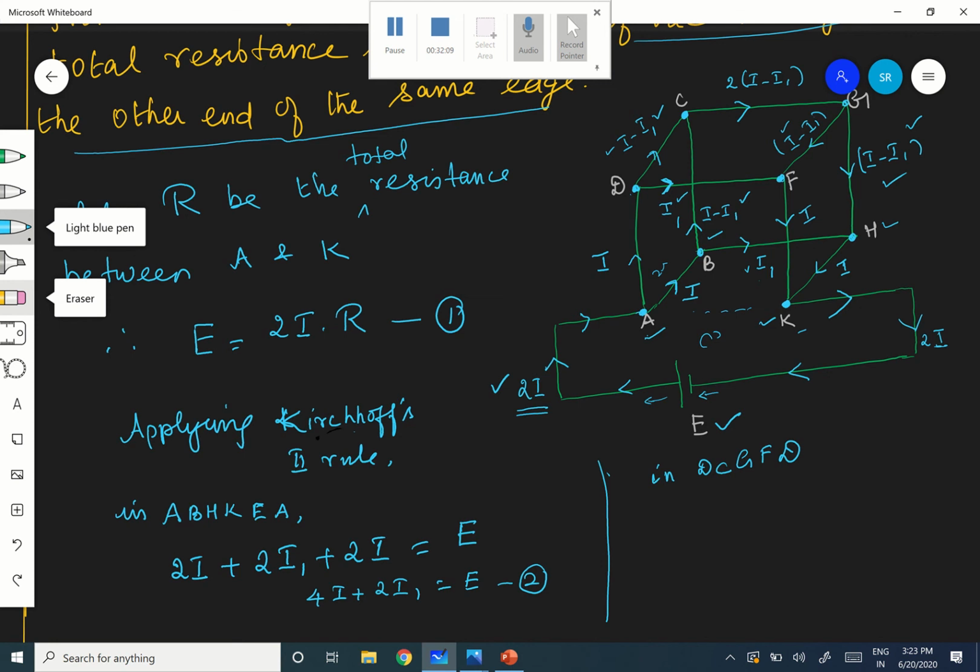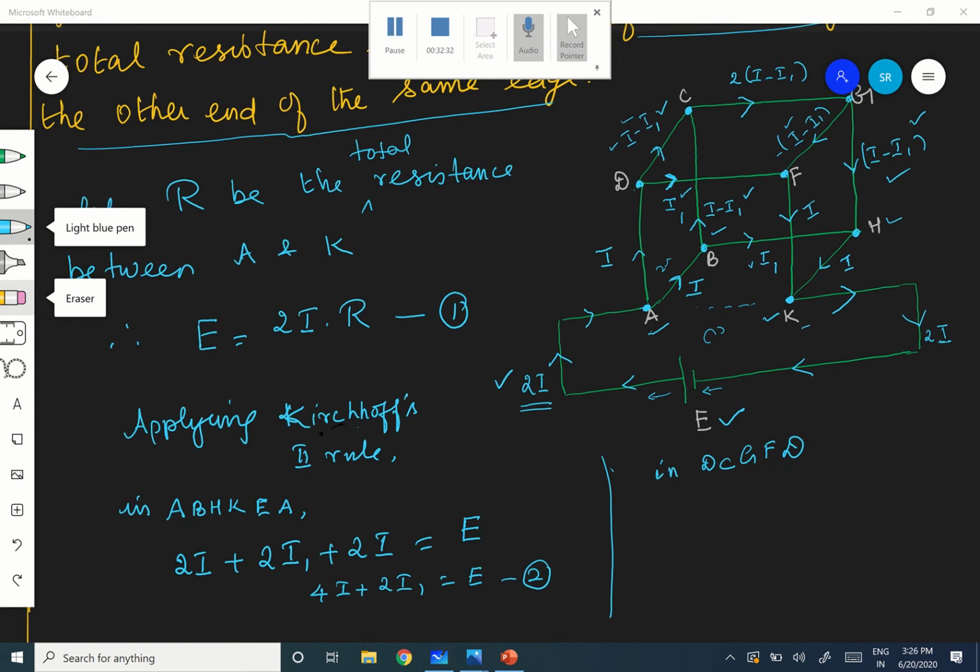Therefore now you tell me, what is the current here? It is nothing but I minus I1. How many I minus I1s are there here? So if you apply the second rule here, in DC you will be getting 2 into I minus I1. Why? 2 is a resistance, every side is having a resistance, no?